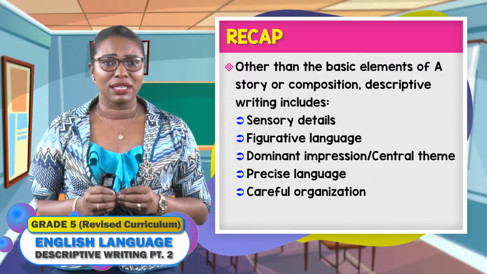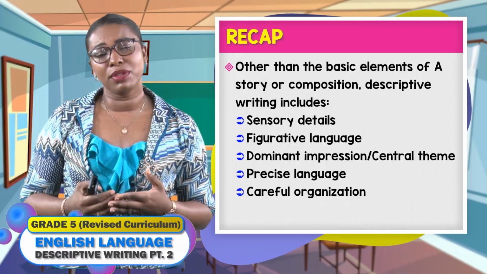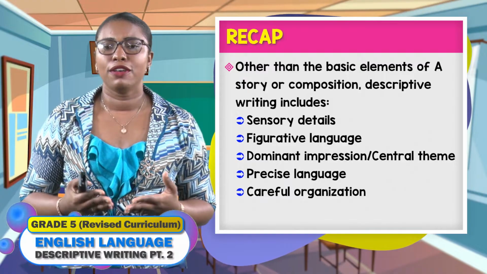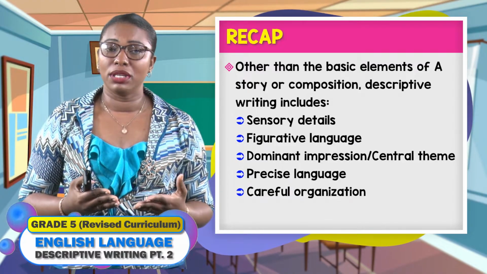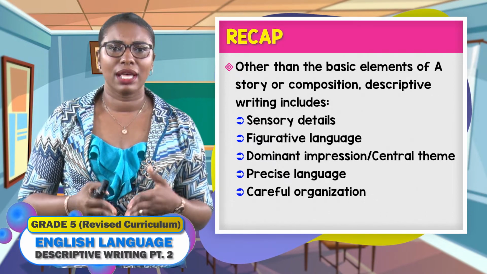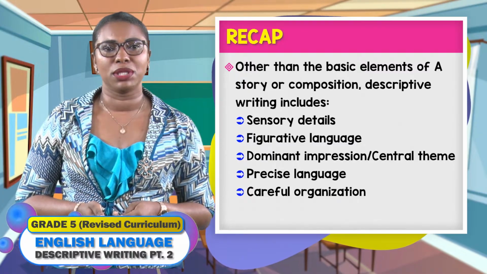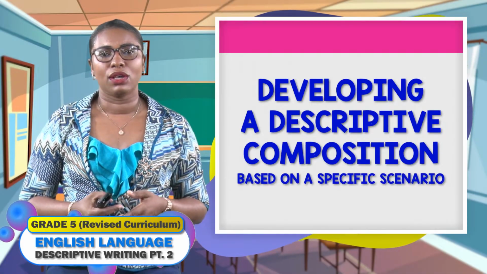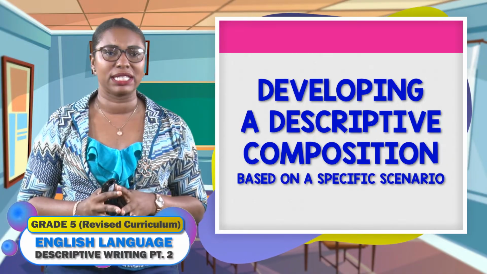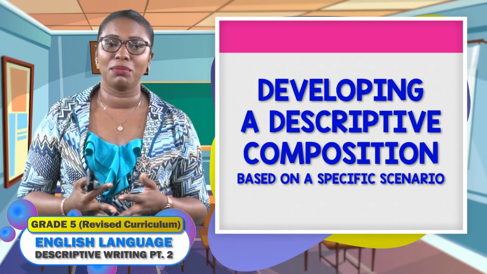Now, other than the basic elements of story or composition, we discussed that descriptive writing also includes the elements of sensory details, figurative language, a dominant impression or central theme, use of precise language, and like for any good piece of writing, careful organization must be done. For this lesson, we will look at developing a descriptive composition based on a specific scenario. Let's also review how we go about writing such a composition.